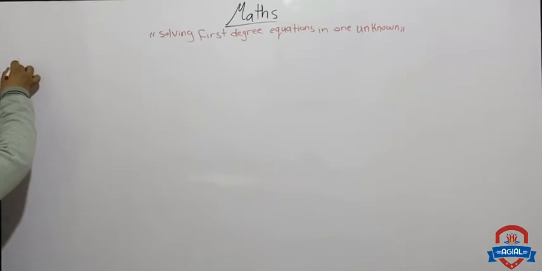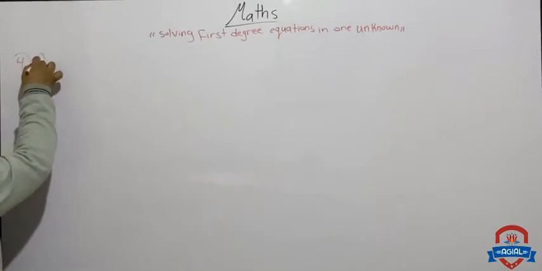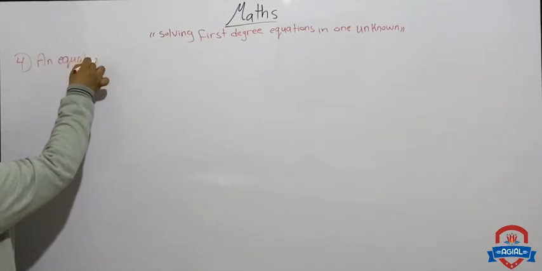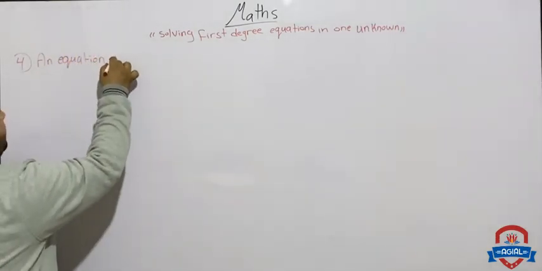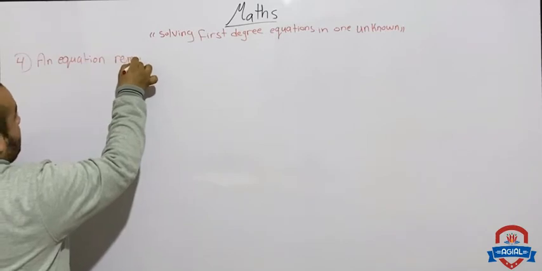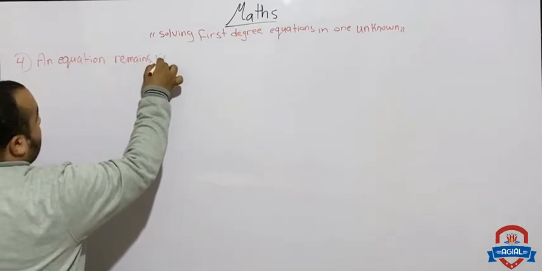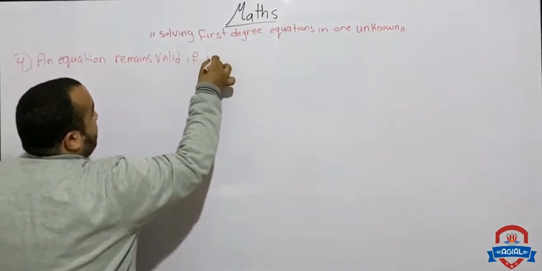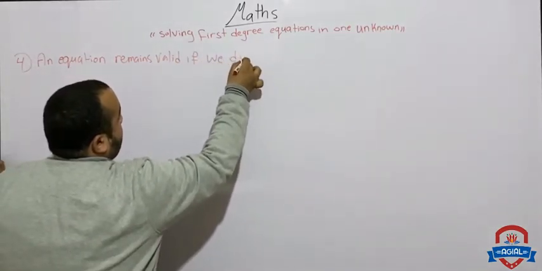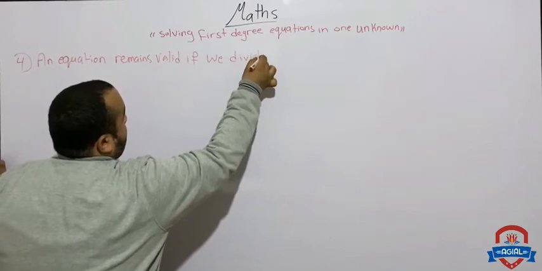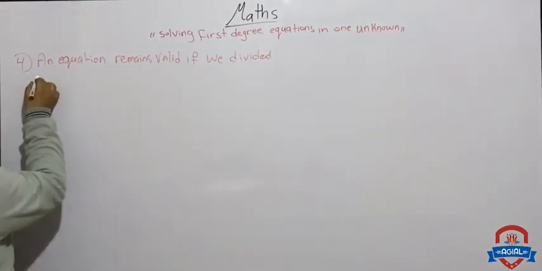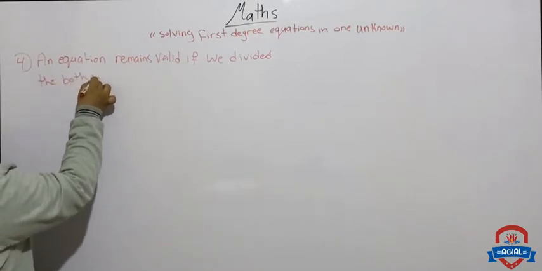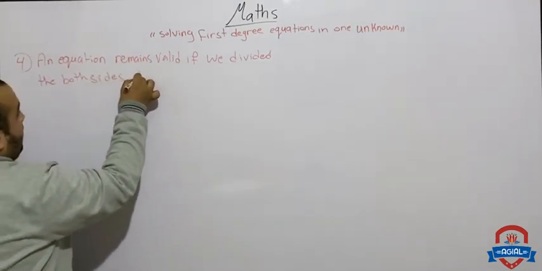The last one: an equation remains valid if we divide both sides by the same number.